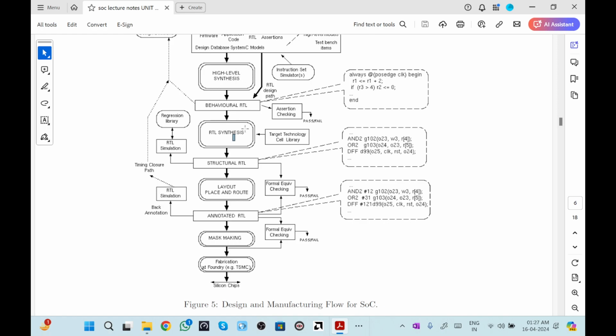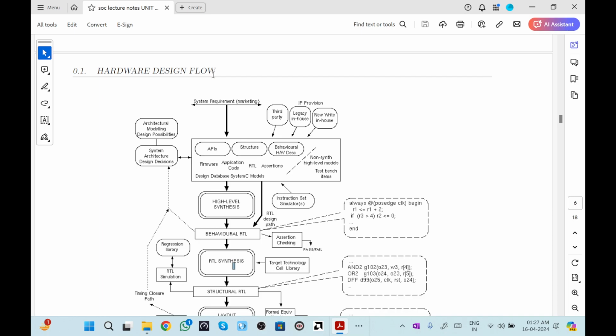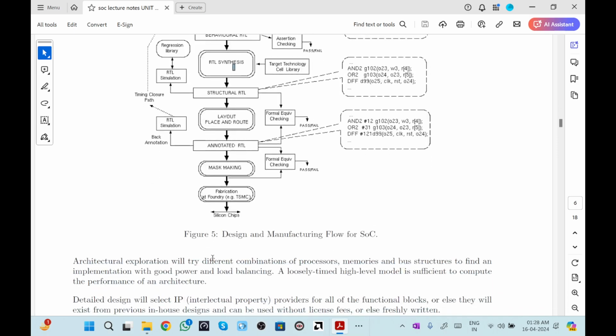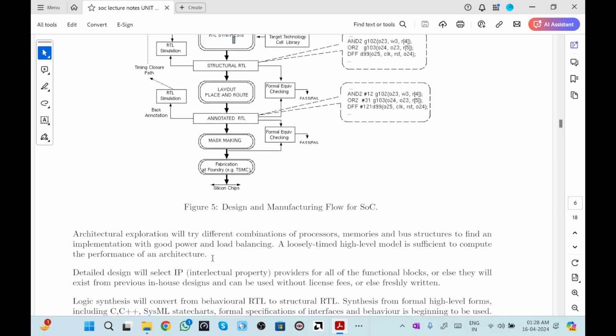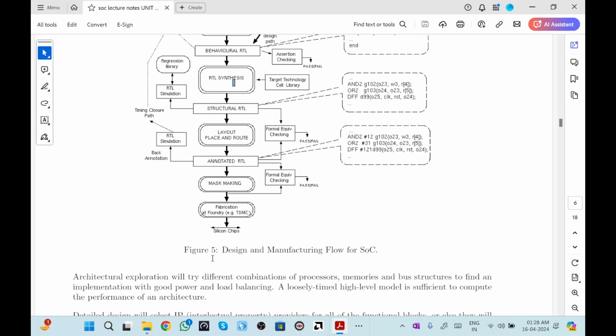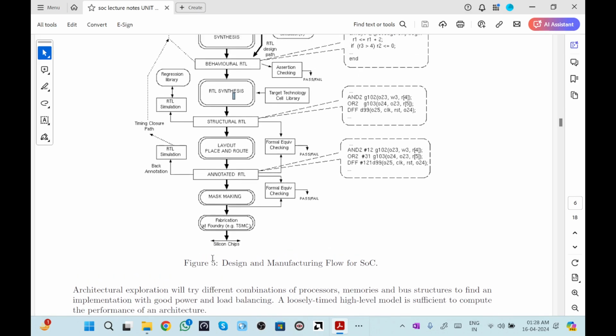So first we are creating the RTL logic, and the RTL logic is being created over here with high level synthesis. And then we have three different types of modeling. It's totally optional which type of modeling we prefer. Then we have behavioral, RTL synthesis, structural, and fabrication. This is all about the design and manufacturing flow of the SOC environment.